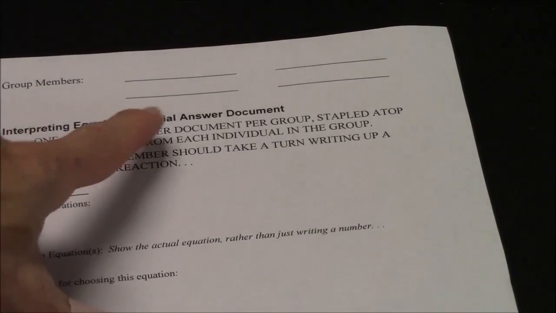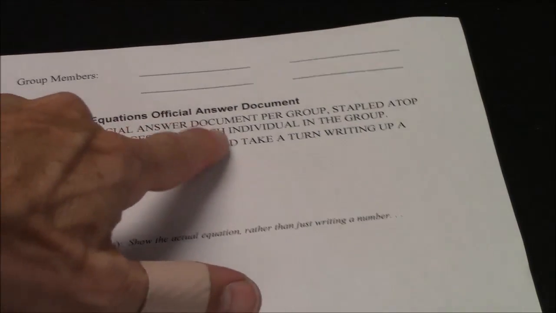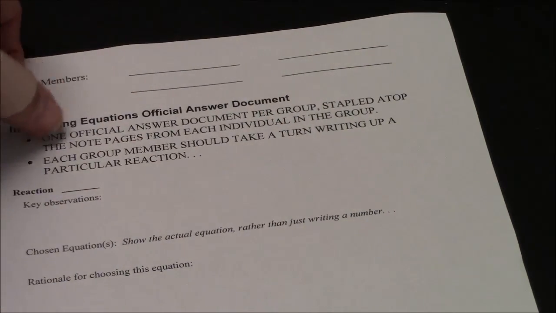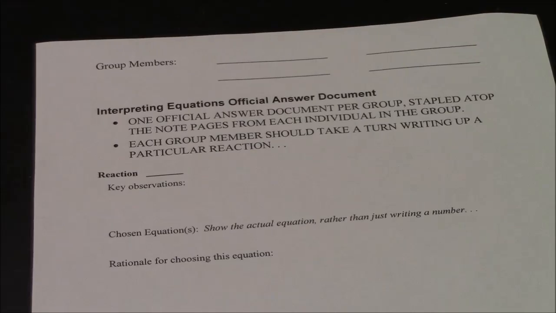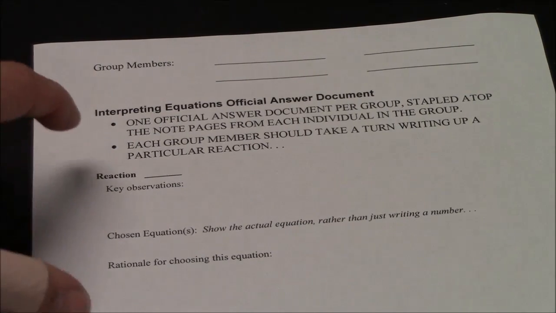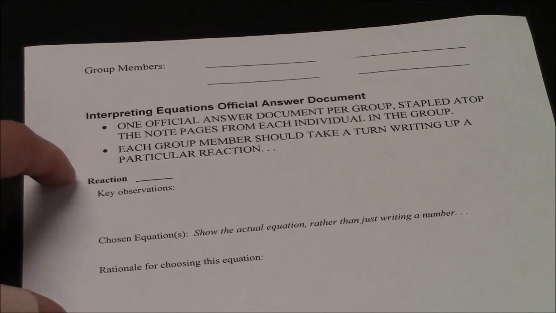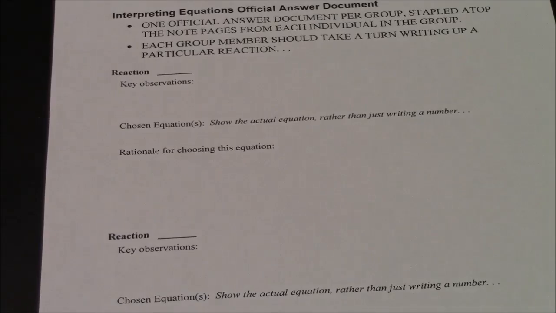I've made an official answer document for you, a template. One official answer document per group, and that'll get stapled to note pages from each individual in the group. Here it says each group member should take a turn writing up a particular reaction. So if this is reaction CD, somebody should write this, and then for IJ, someone else should write that.